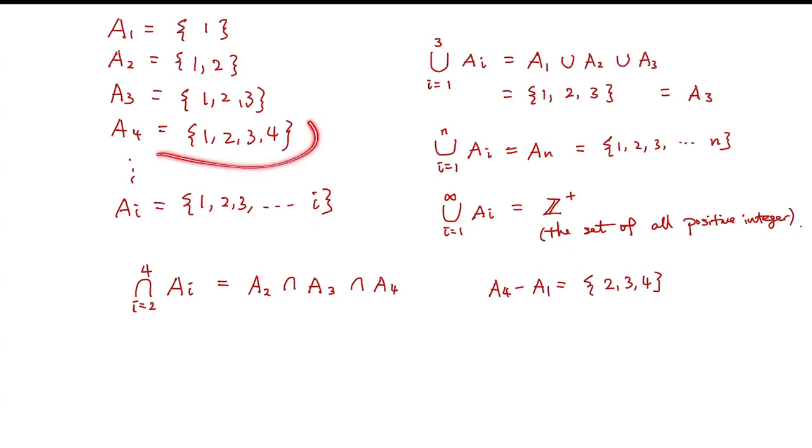Again, if you look at A4, A4 has the elements 1, 2, 3, 4. And A1 has element 1. So if you subtract it, that means you take out the 1, and you will have 2, 3, and 4.